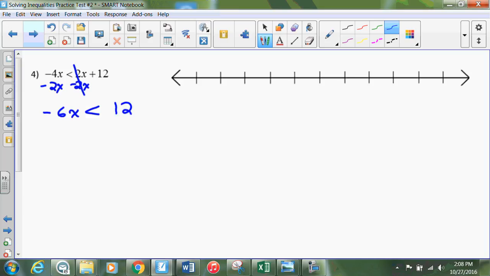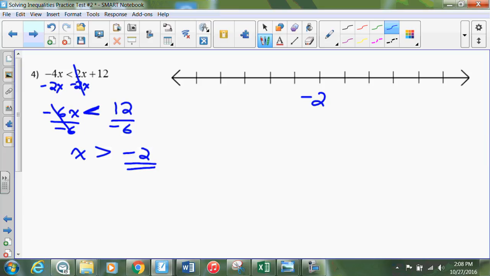And to get the x alone, I'm going to go ahead and divide both sides by -6. Yes, the warning bells are going off again, because since I divided both sides by a negative, my less than sign flips to a greater than. I look at my number line. I go ahead and put a -2 on one of the tick marks. It says x is greater than -2.